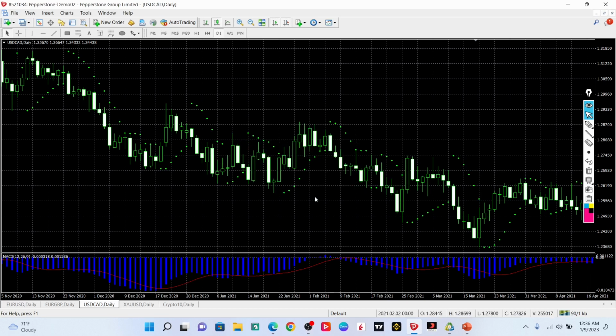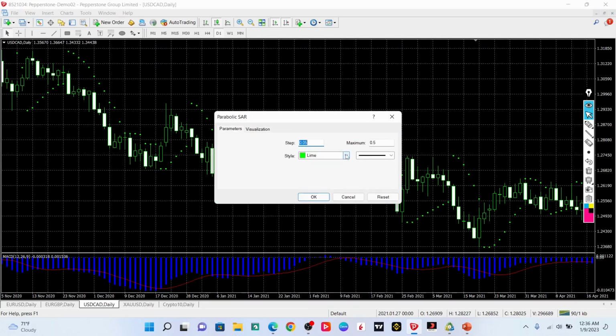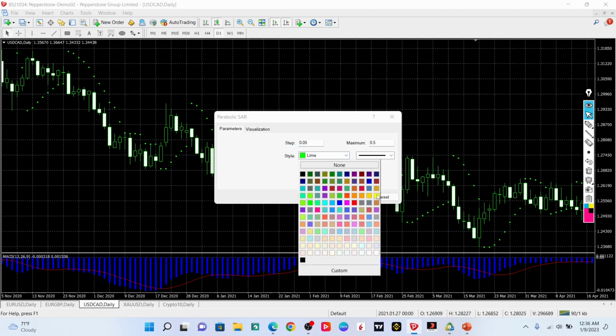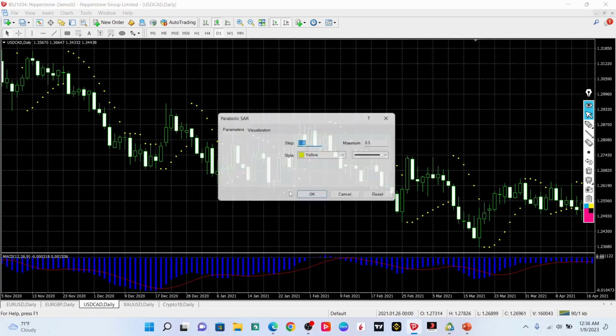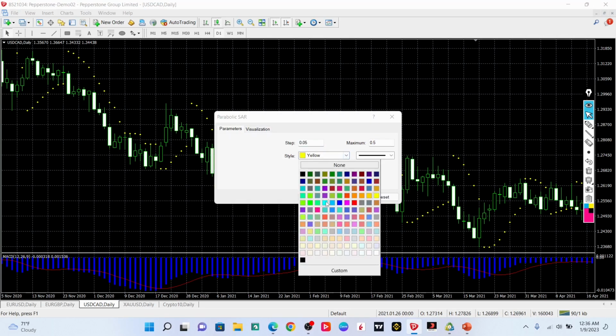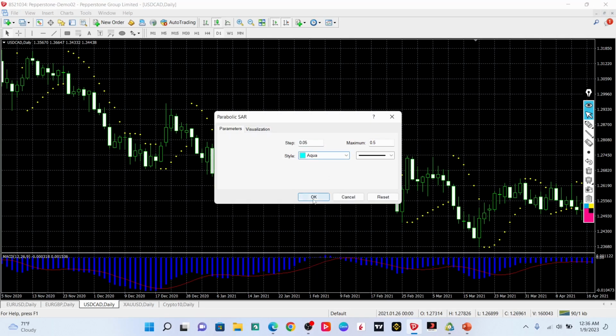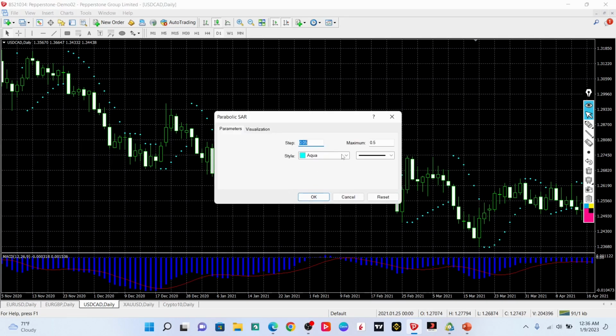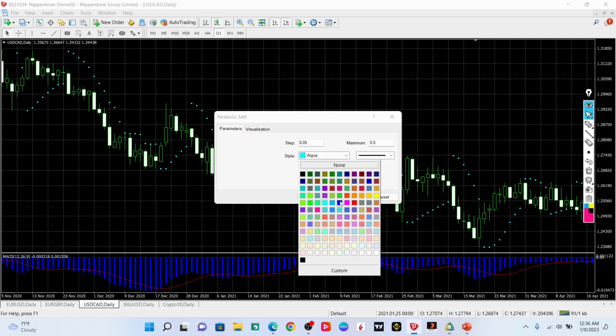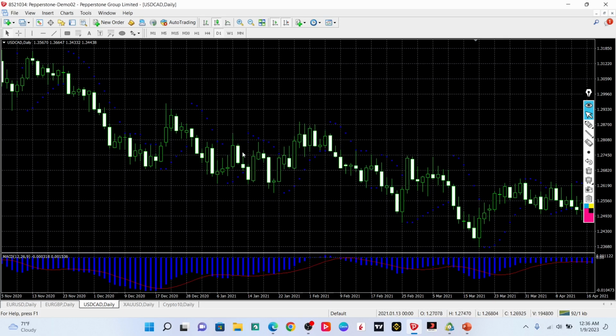Okay, so let's try to change it to blue because it is colliding with the color for the candles. Or we can put it to yellow. Yellow, not cool. Change to aqua. Let's see. Aqua still not cool. Change to blue. Blue. Beautiful.